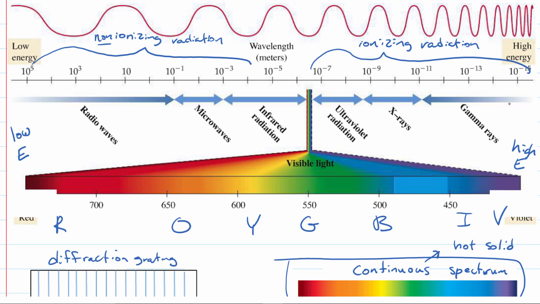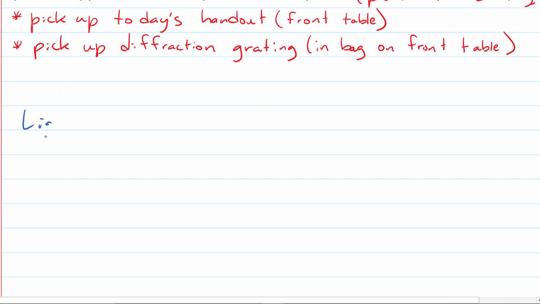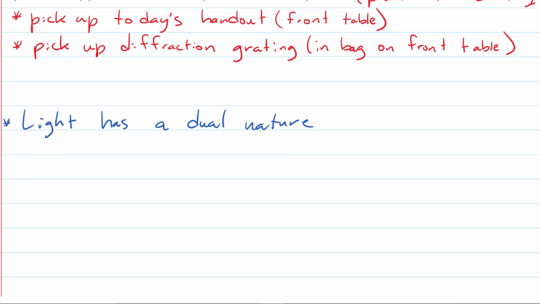Okay, so now, where does this take us? Well, we are going to be looking at some of the behavior of light, and it turns out that we say that light has a dual nature. That means it has two different sets of properties. We say that light behaves primarily as a wave.